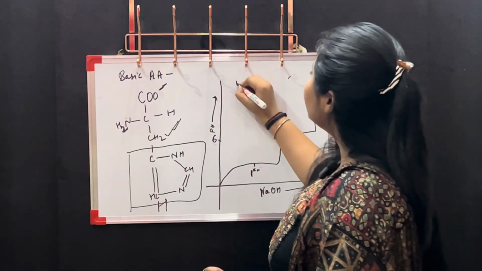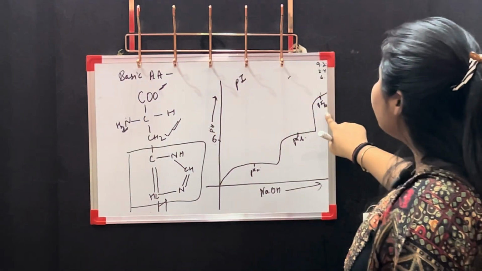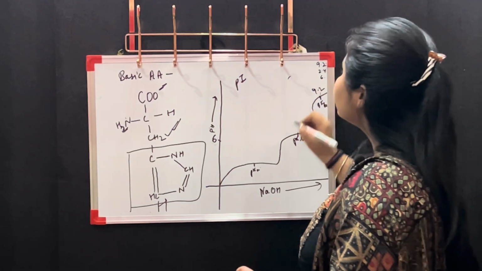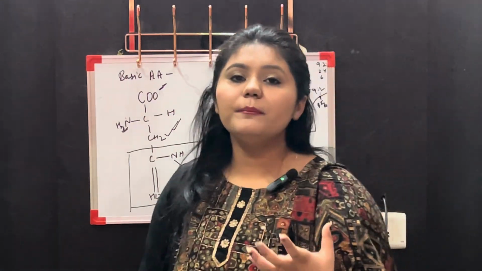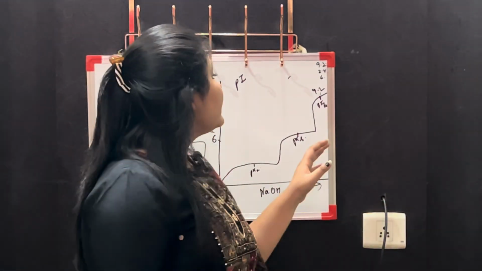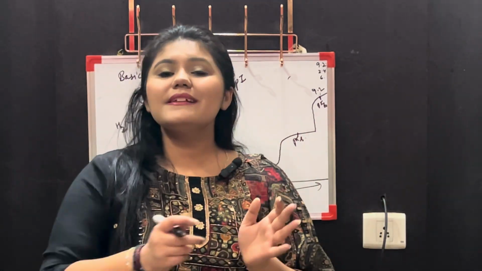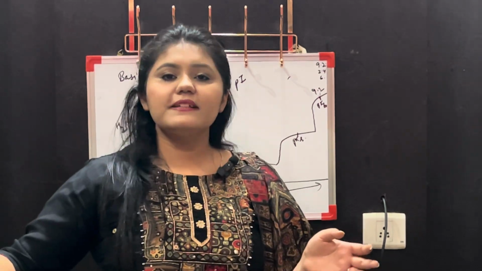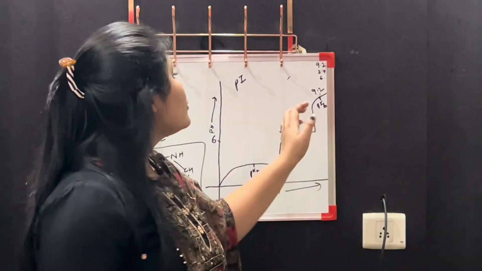Now if we want to calculate the pI, its pKb is around 9.2. It's not important that every time the pKb, that is the main chain NH3, has to be 9.6. In some cases it can be 9.2. It is in the range of 9.2 to 9.7.